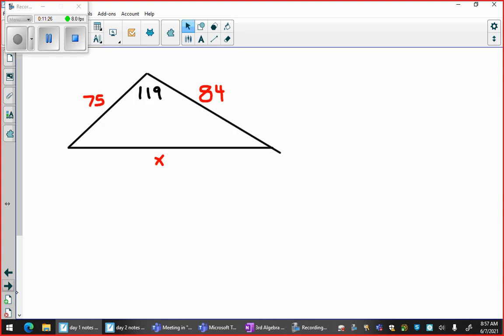All right, last one. All right, you give me bigger numbers. Find x.